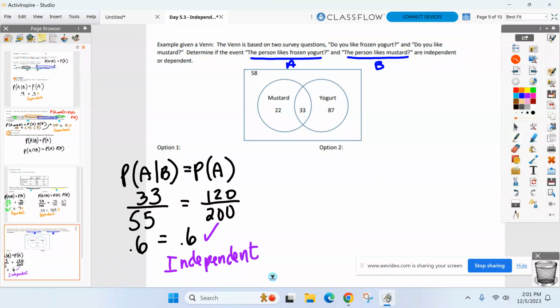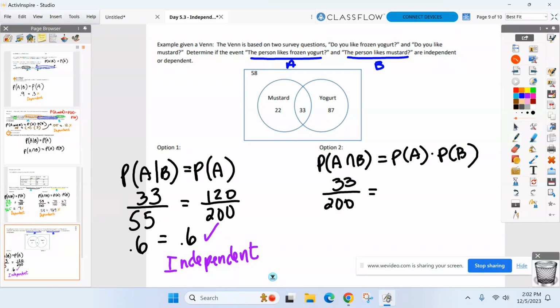Test number 2, which is probability of A and B is the same as the probability of A times the probability of B. All right, A and B. So how many people like frozen yogurt and mustard? That's the intersection, 33 out of 200. Is that the same as these all by itself? So how many people like frozen yogurt? Well, we said before that was 33 and 87, which gives me 120 out of 200, times the people that like mustard. So that's 22 and 33, 55 out of 200.